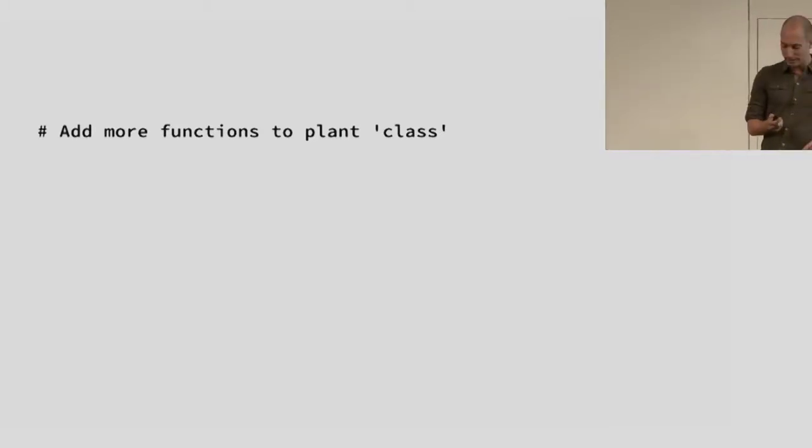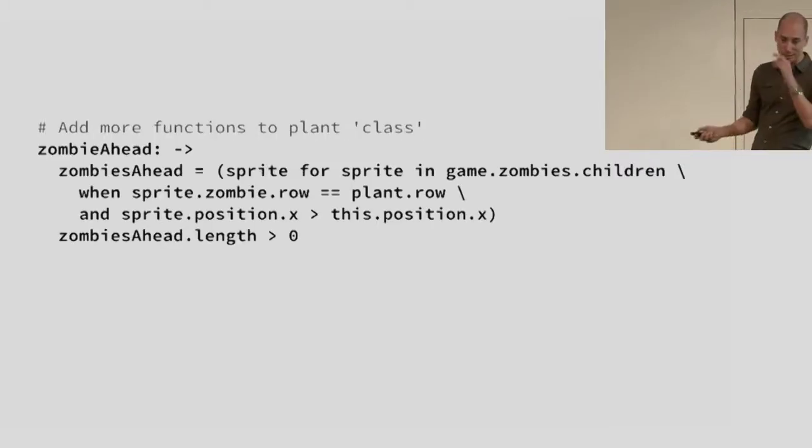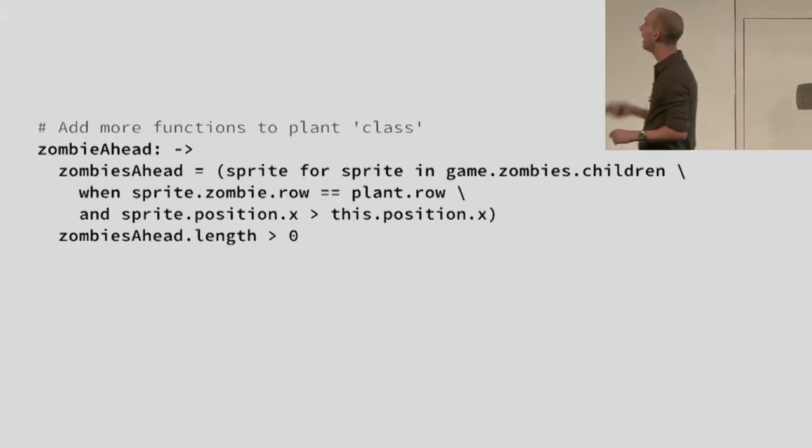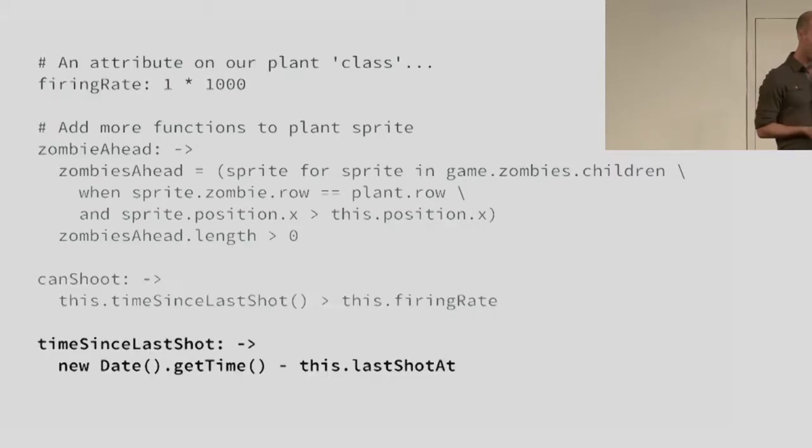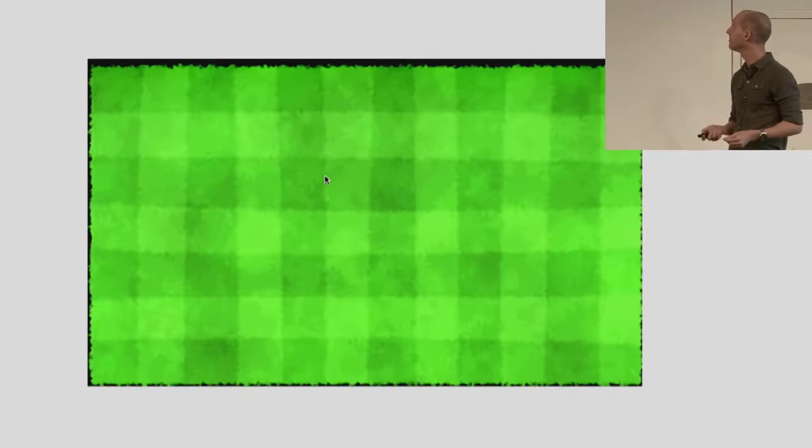So a few quick things again. There's the zombie ahead implementation. We don't really need to worry about this right now. There is the can shoot implementation. And time since last shot is just that. It's a simple calculation. That's what this looks like.